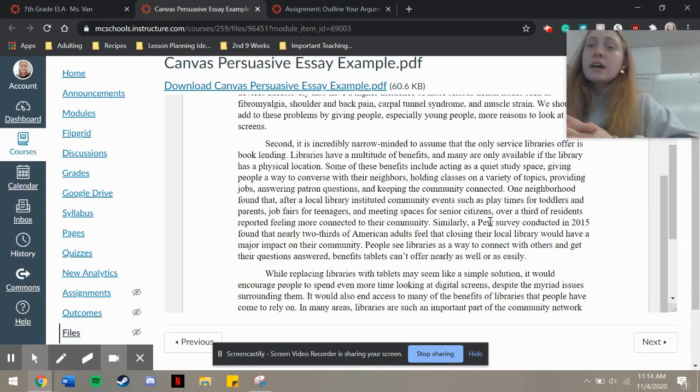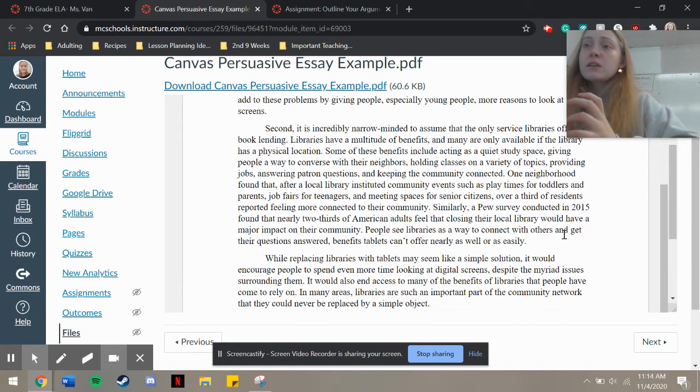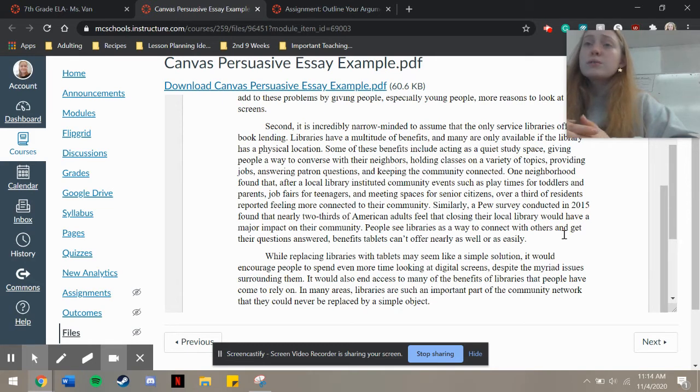One neighborhood found that after a local library instituted community events such as playtimes for toddlers and parents, job fairs for teenagers, and meeting spaces for senior citizens, over a third of residents reported feeling more connected to their community. Similarly, a Pew survey conducted in 2015 found that nearly 2/3 of American adults feel that closing their local library would have a major impact on their community. People see libraries as a way to connect with others and get their questions answered. Benefits tablets can't offer nearly as well or as easily.